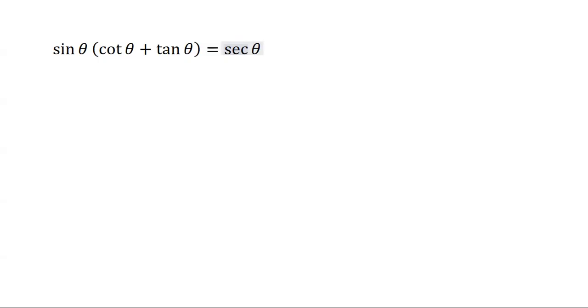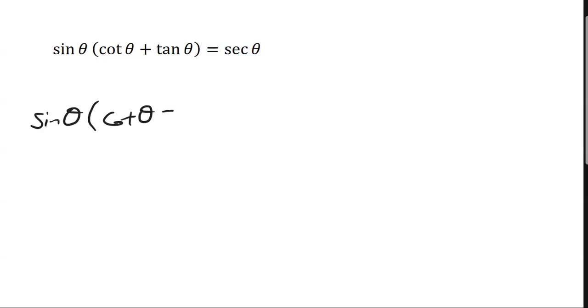Okay, with that said, let's rewrite the left-hand side. Sine theta times cotangent theta plus tangent theta. There are probably lots of ways to do these. I'm just solving these live, okay? These are the best types of questions, by the way, because the answer is right there. You have to get a secant theta somehow. So before we distribute, let's change everything in terms of sine and cosine.